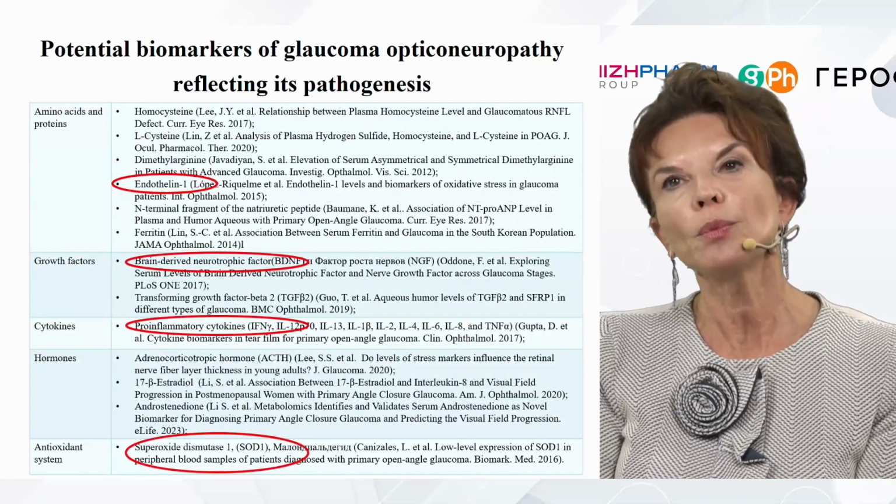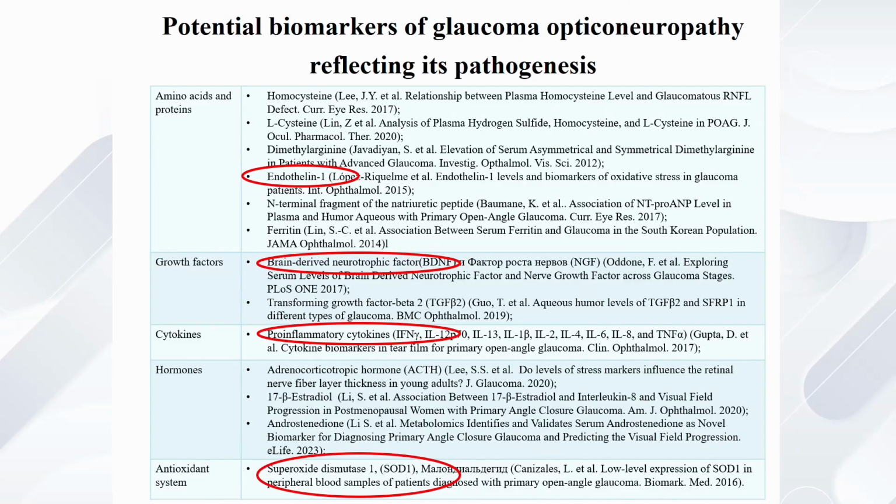Let's appreciate this scheme of potential biomarkers. This is a very long list. Let's say biomarkers of optic neuropathy, which reflect pathogenesis. You see there are multiple factors here in multiple cases.